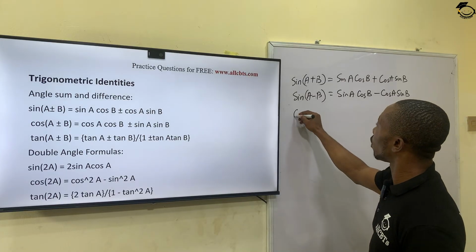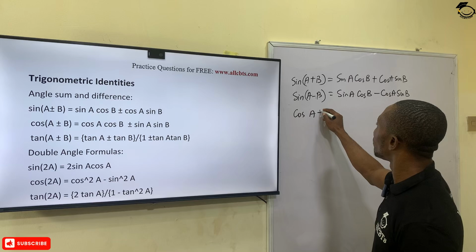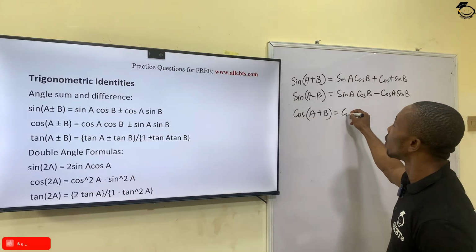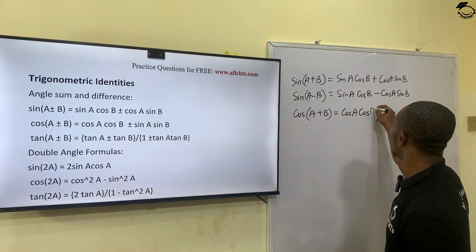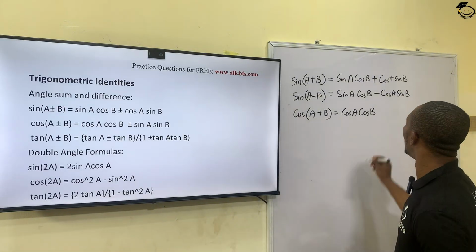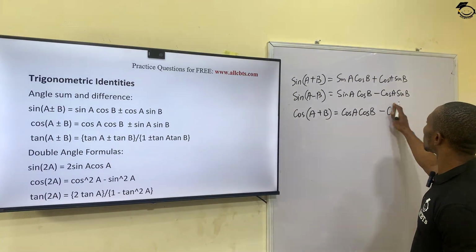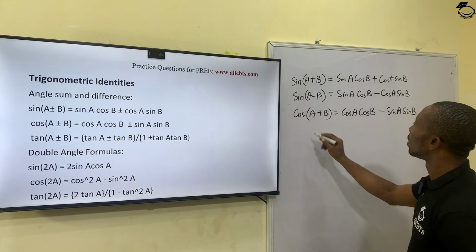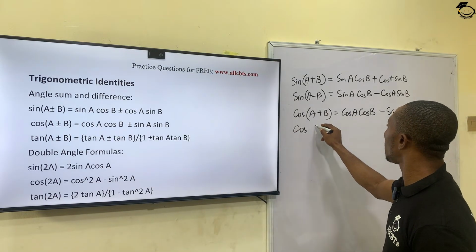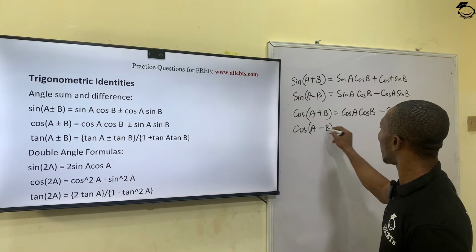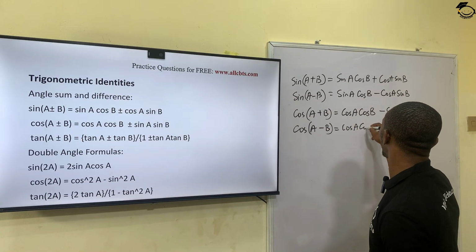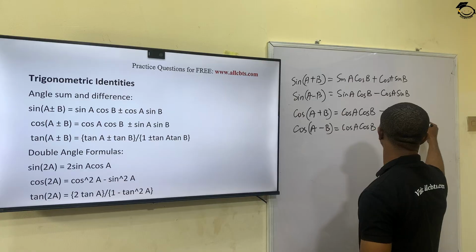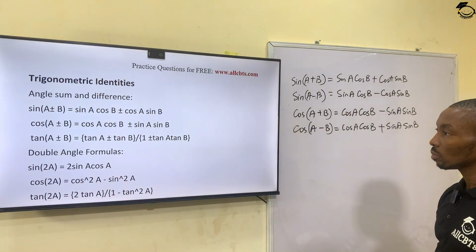So if we have cos (A plus B), we have it as cos A cos B minus sine A sine B. And if we have cos (A minus B), we have it as cos A cos B plus sine A sine B.